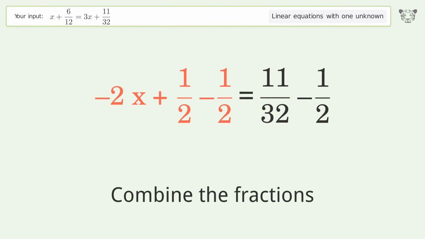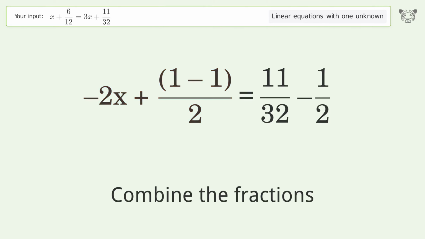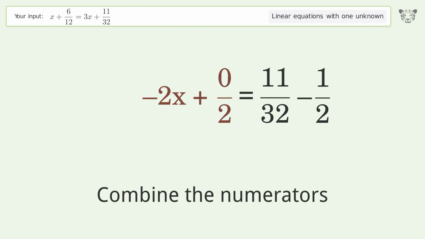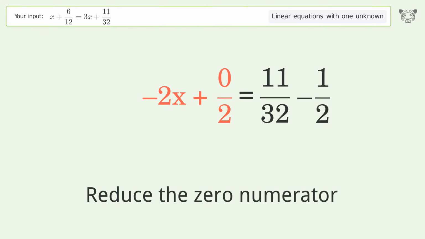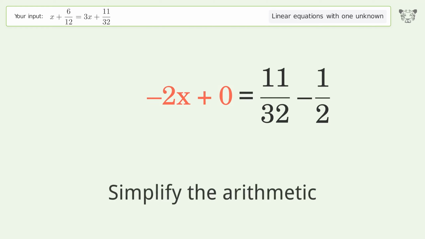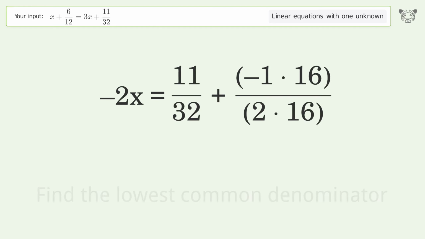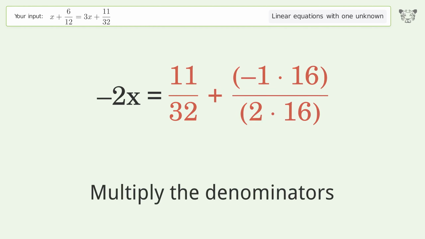Combine the fractions. Combine the numerators. Reduce the zero numerator. Simplify the arithmetic. Find the lowest common denominator. Multiply the denominators.